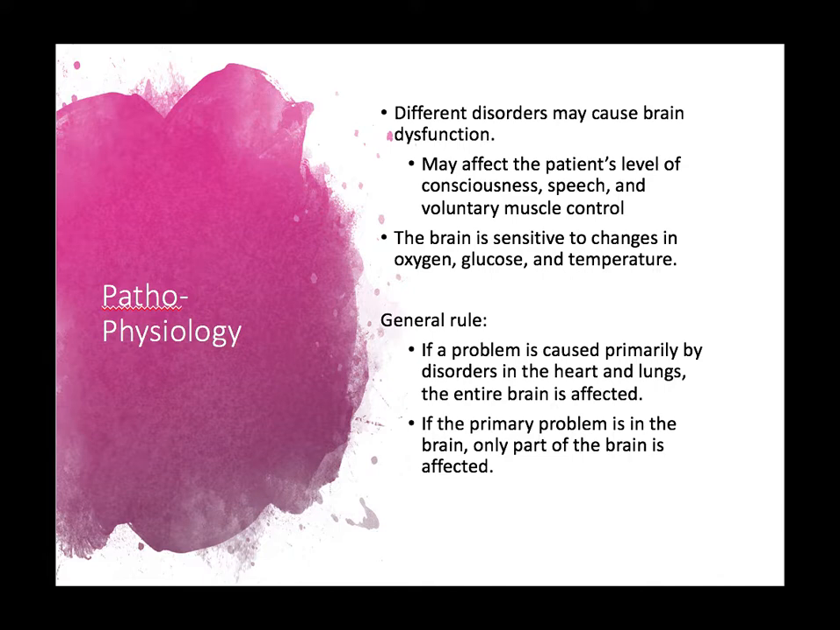A couple general rules that you have to keep in mind. If a problem is caused primarily by disorders in the heart and lungs, the entire brain is affected. But if the primary problem is only in the brain, only part of that brain is affected. So if something happens in the heart and the lungs, the entire brain is going to be affected. But if something happens in the brain, only part of the brain is going to be affected.